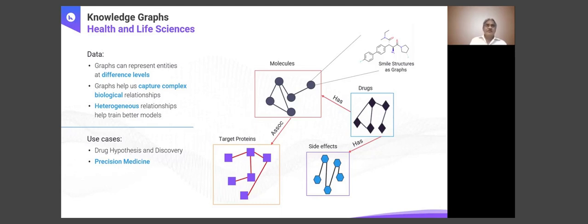Another nice thing about graphs is that they can represent information at many different levels of abstraction. So, for example, a given chemical molecule has a given chemical structure that the chemists know, and you can represent that chemical structure itself as a graph. And so that chemical structure of this molecule can live in the same data space, so to speak, as target proteins, drugs, side effects, and so on. So data at many different levels of abstraction can all live together in the same data space if you use graphs.